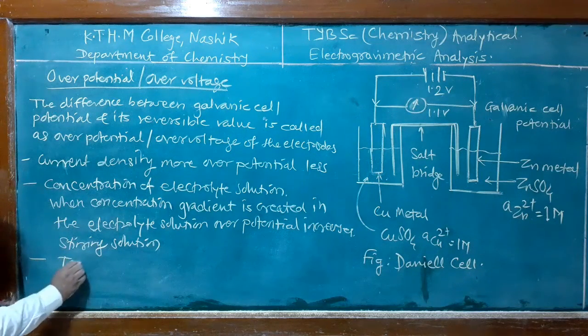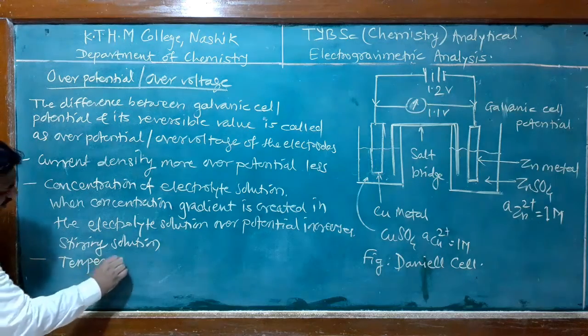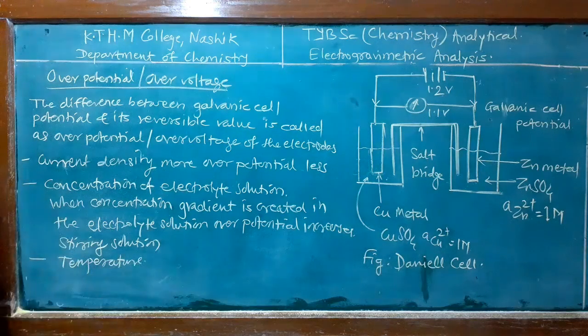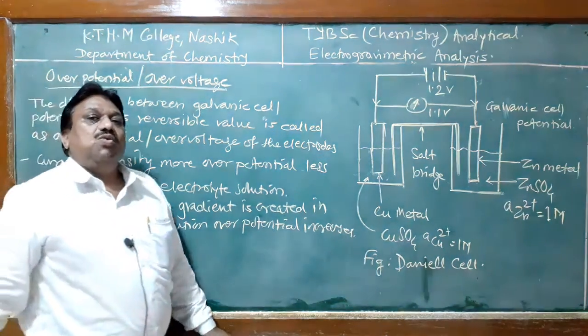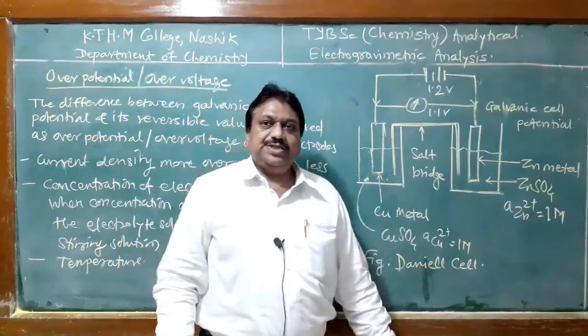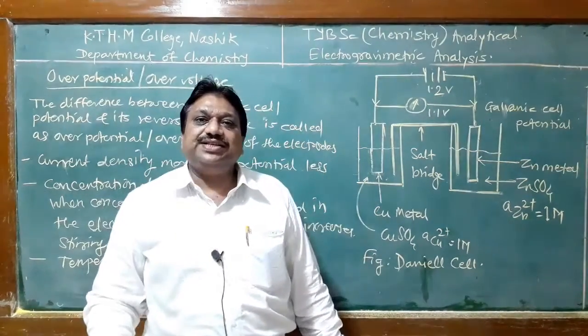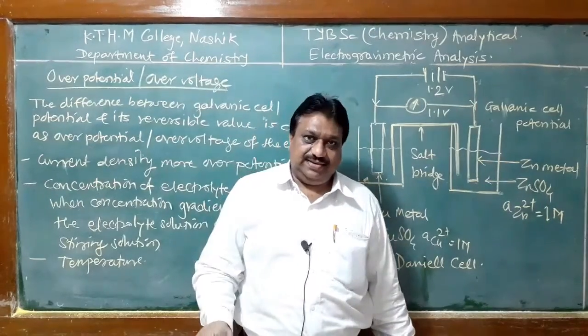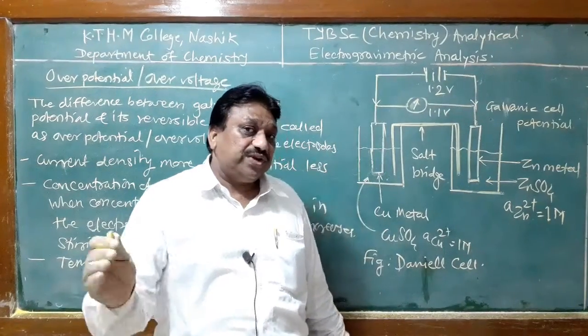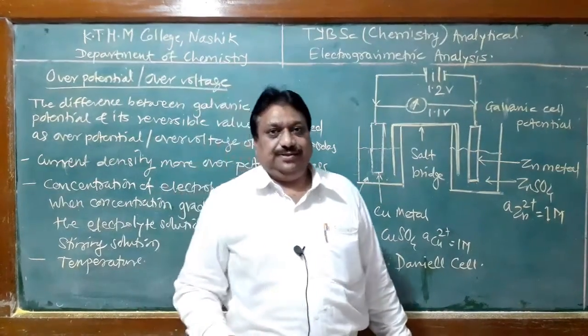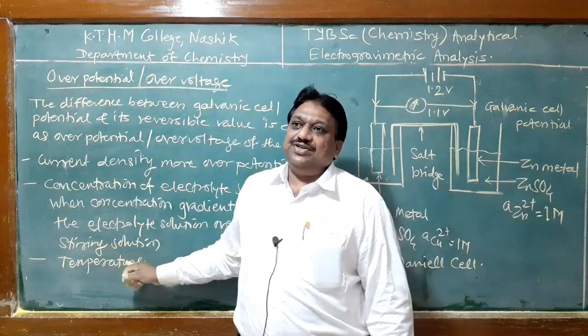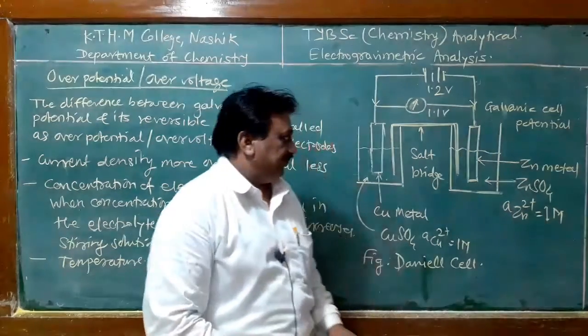The next parameter is temperature. When temperature rises or increases, overpotential decreases. This is because a rise in temperature increases the mobility of ions, and that helps to reduce the overpotential. Therefore, with a rise in temperature, overpotential decreases.